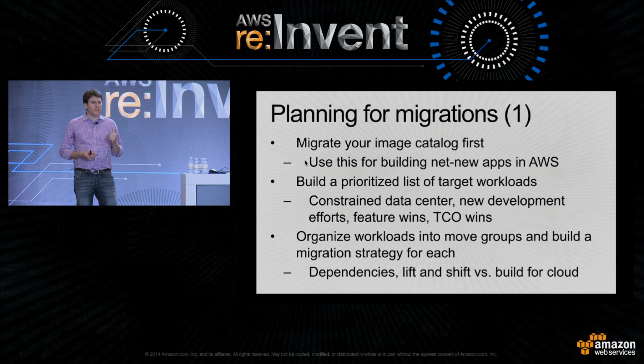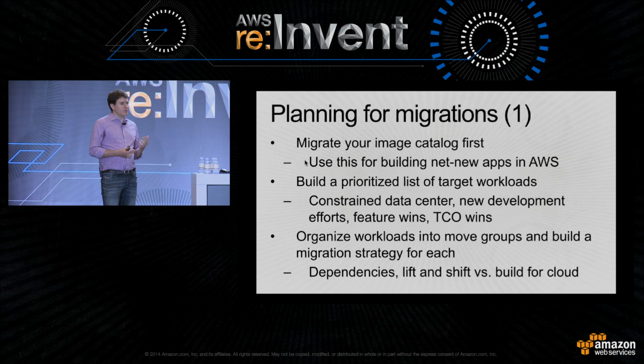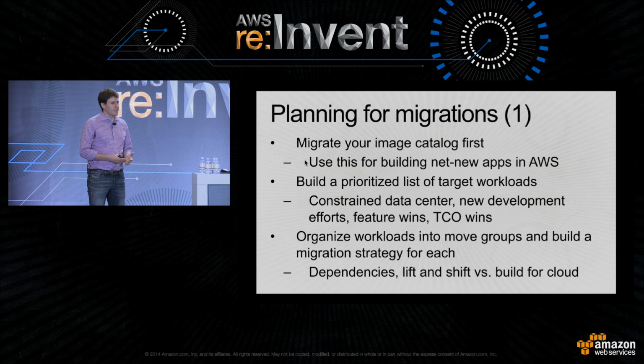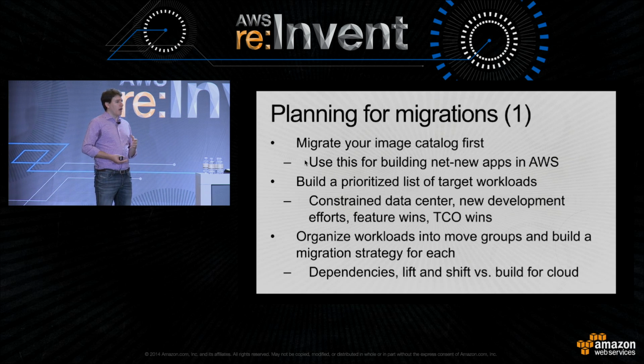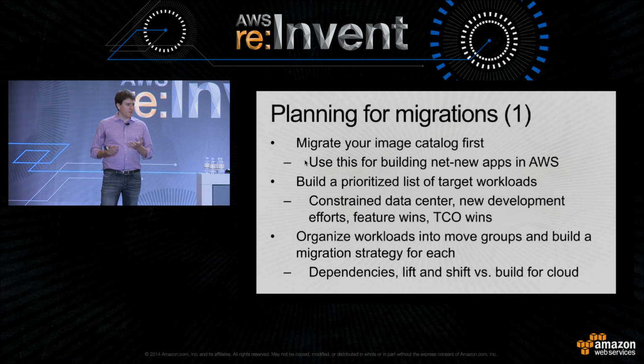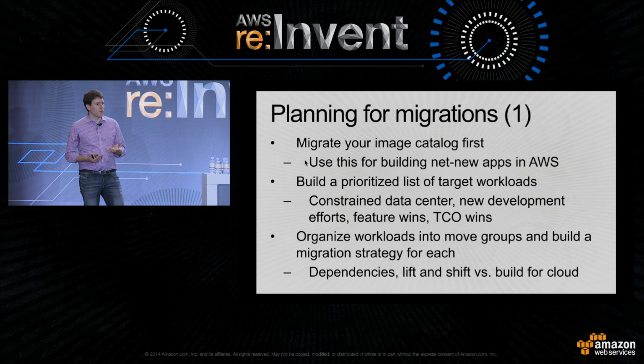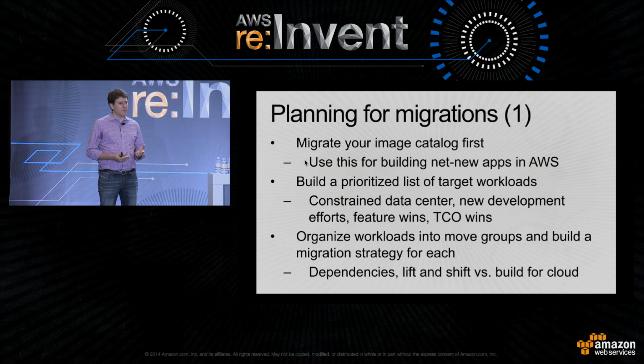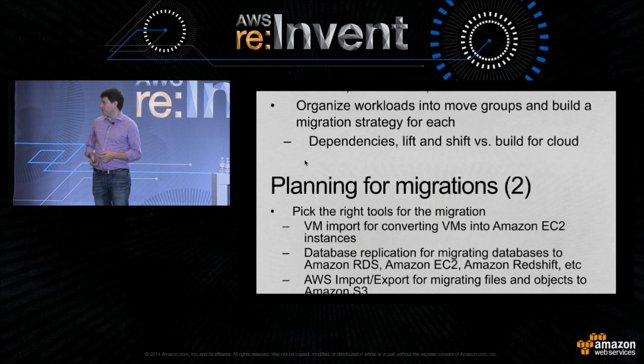So some applications you may just want to lift and shift. It's a black box. It's not worth the effort of digging into that, figuring out what's going on. Other ones may be very important to you, and there may be features that you're looking to take advantage of on AWS, and you may actually want to do a little bit of redevelopment. So you'll actually want to split those apart into different streams depending on what strategy you're going to use.